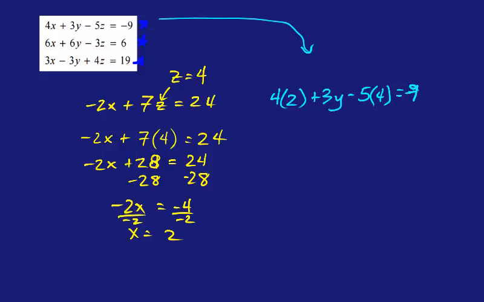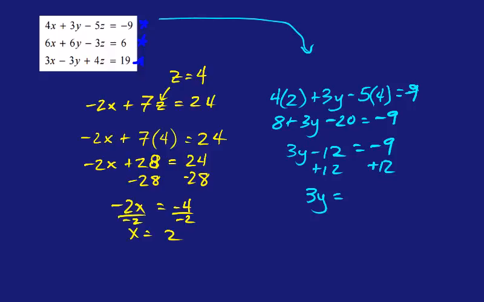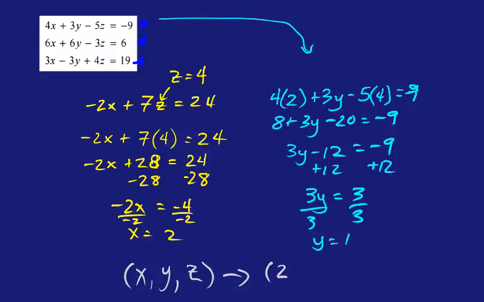And so you have 8 plus 3y minus 20 equals negative 9. And then you'd have 3y minus 12 equals negative 9. Add 12, so 3y equals 3. We divide by 3, and y equals 1. So the way you write your answer is as x, comma, y, comma, z. Your answer will be 2, comma, 1, comma, 4. And that is how you do that one.